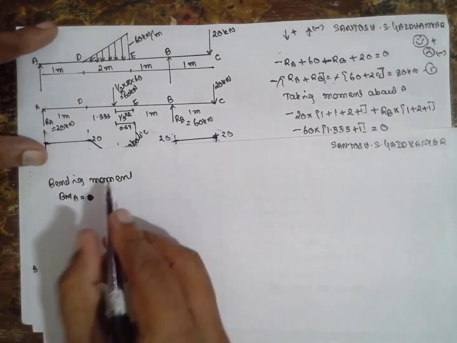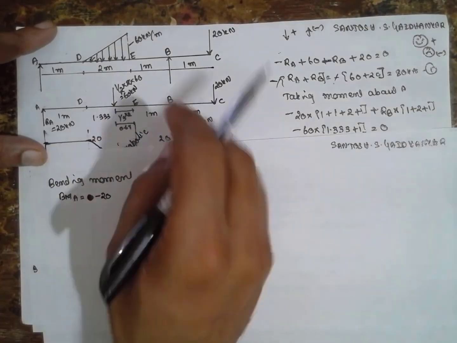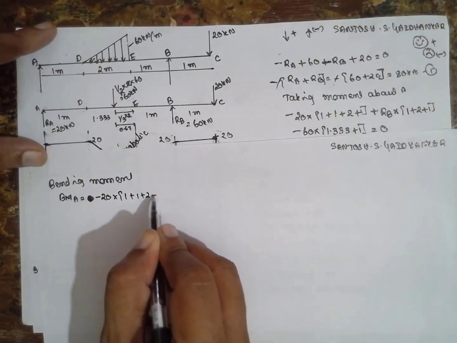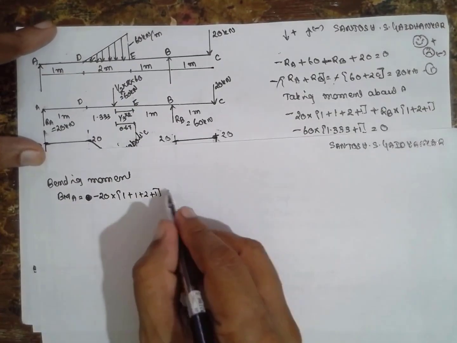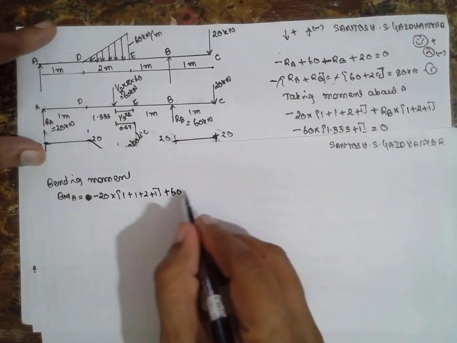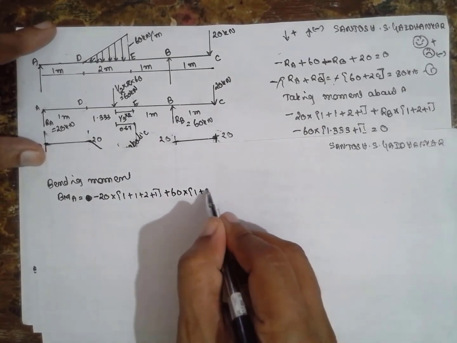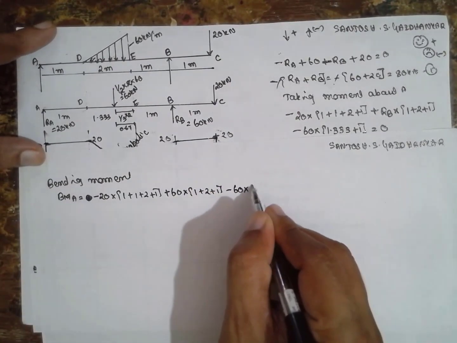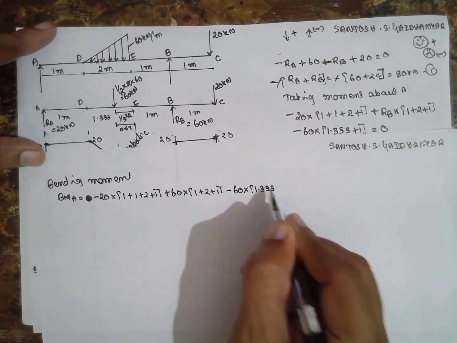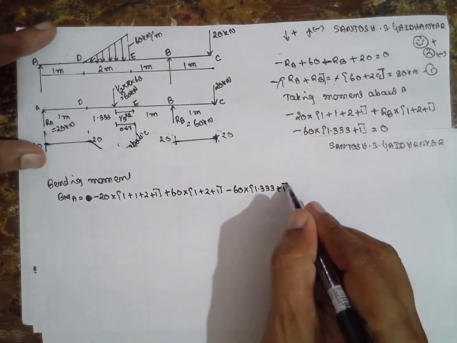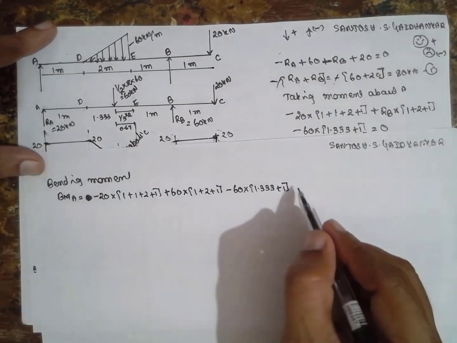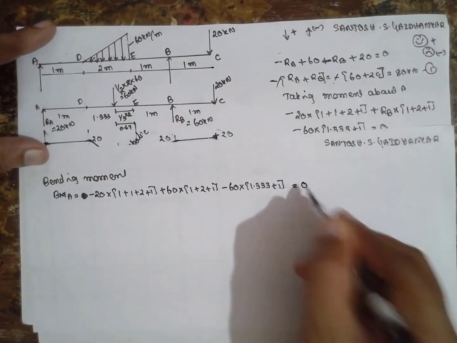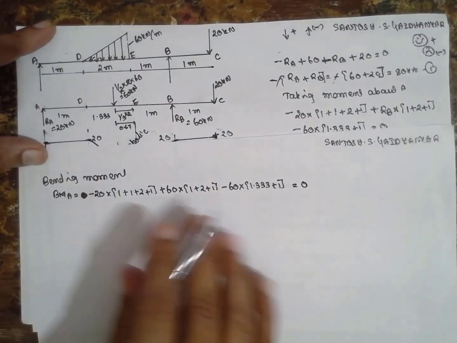Otherwise, you can do it this way. Minus 20, because it is a sagging face, minus 20 into 1 plus 1 plus 2 plus 1. Next, RB plus 60, because it is a hogging face, plus into 1 plus 2 plus 1. Next here minus 60 into 1.333 plus 1. Now at A, because we are considering this as fixed, if you calculate, it will be 0 here.